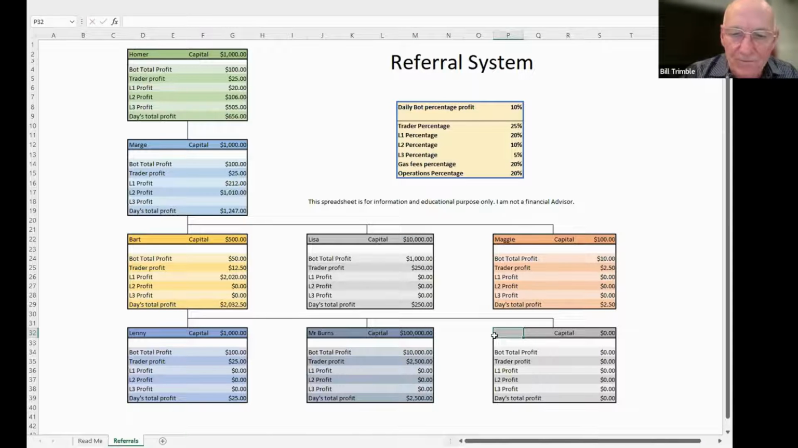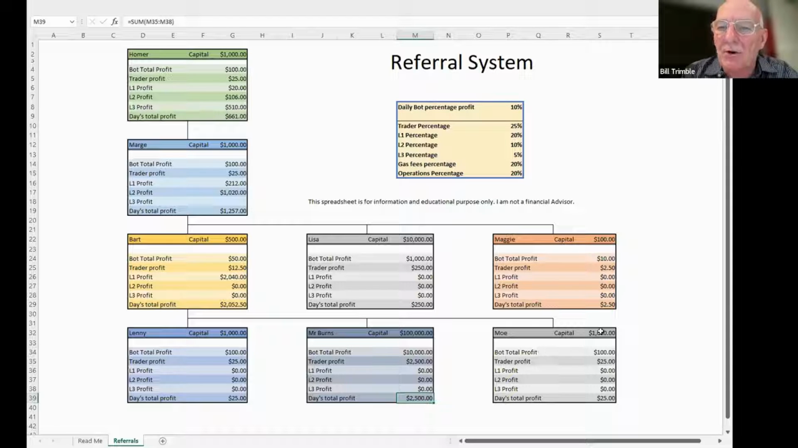And Mo, he's in the bar, he puts 1,000 in. So if you look down at the bottom now, Lenny put 1,000 in, 10% of that is 100, 25% of that 100 is $25. So Lenny's made $25. Mr. Burns put 100 grand in. The bot made for him $10,000. 25% of that is $2,500. So he's made $2,500 on the day.